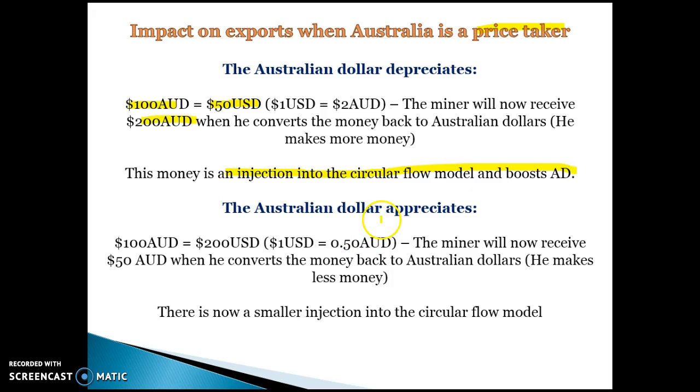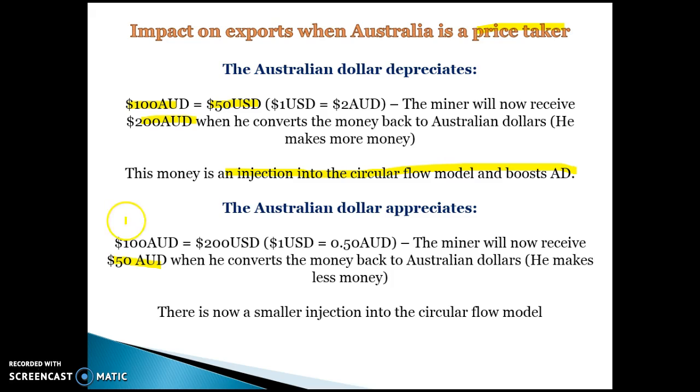If the Australian dollar was to appreciate, that 100 US dollars that the person's receiving, when he converts it back into Australian dollars, he's only getting 50 Australian dollars because the American dollar doesn't have as much purchasing power in Australia. So when we're selling stuff overseas, when it costs them 100 Australian dollars, when we convert it back, we only get 50, and therefore the miner gets less money.